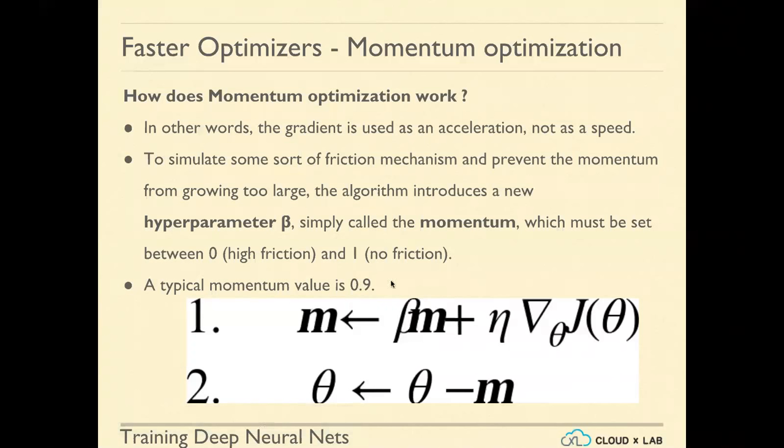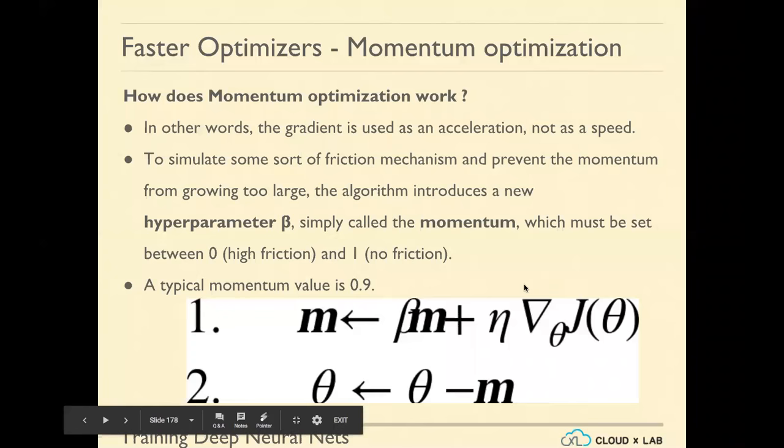So, when we are computing the initial value, as in when we are computing m for the first time, this part will be 0, and only this part would be there. So that will be exactly the way we do it in gradient descent.